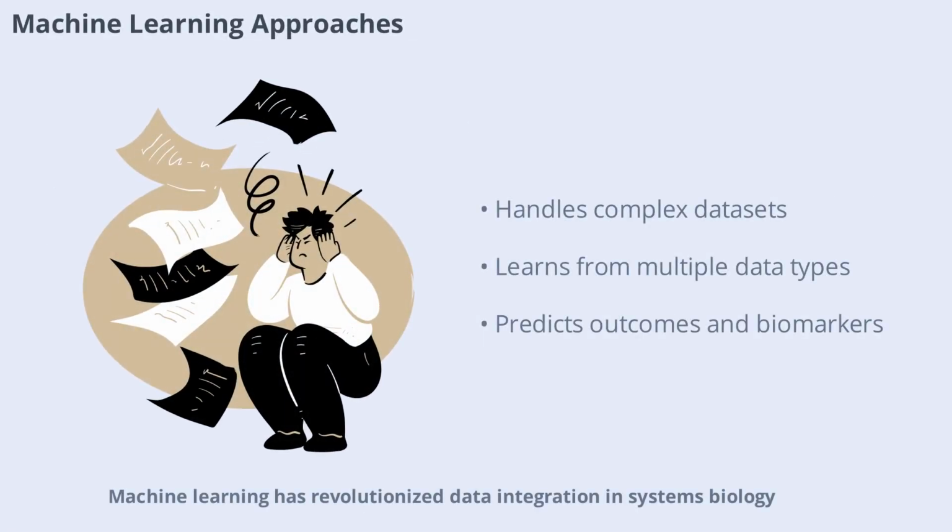Machine learning has revolutionized data integration in systems biology. Algorithms such as random forests, support vector machines, and neural networks can handle large, complex datasets and learn from multiple data types simultaneously. These methods are particularly useful for predicting disease outcomes, identifying biomarkers, and modeling biological networks.